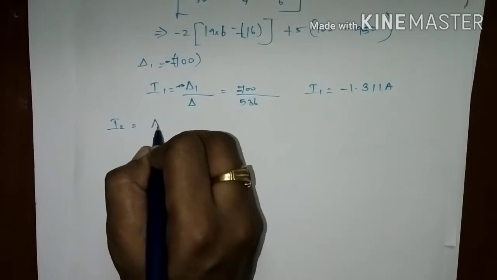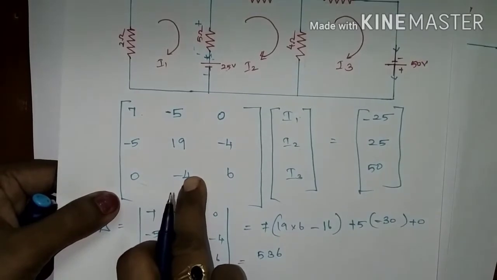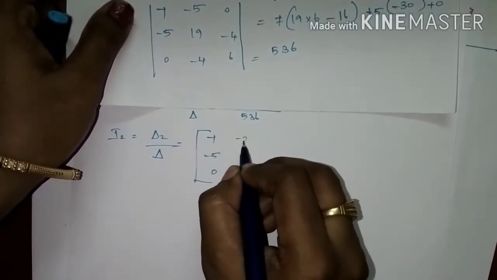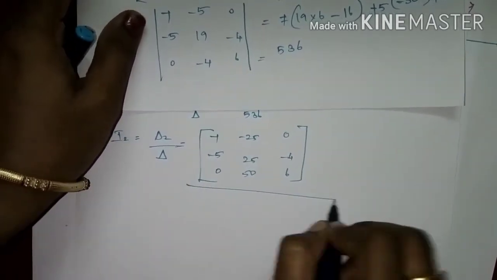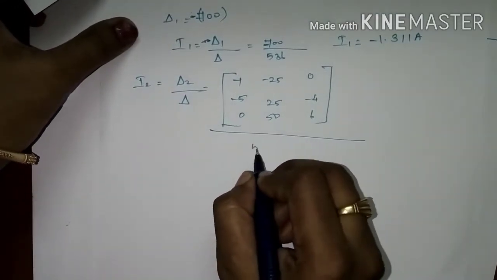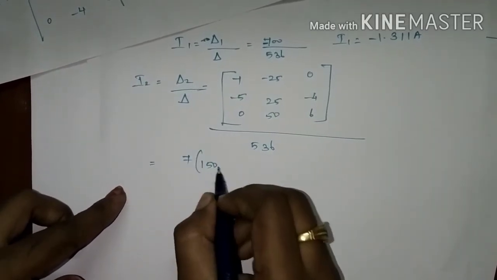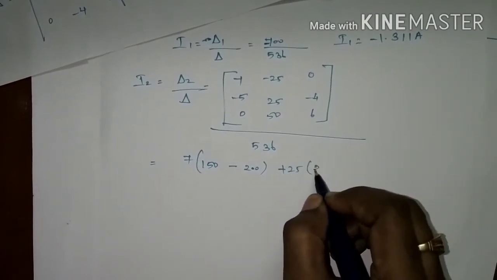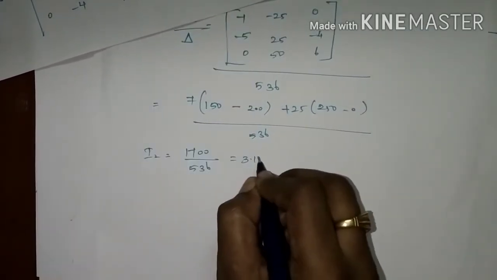I2 could be found by del 2 divided by del. Del 2 is formed by removing the second column of the symmetrical resistance matrix and replacing that with the voltage source. So 7 minus 5, 0, minus 25, 50, 0 minus 4 and 6 divided by your del value. Del value is 536, which we already found out. So by expanding that, we will get 7 into 150 minus 200 minus of minus plus 25, 250 to 0, divided by 536. Your I2 value is 3.17 ampere.